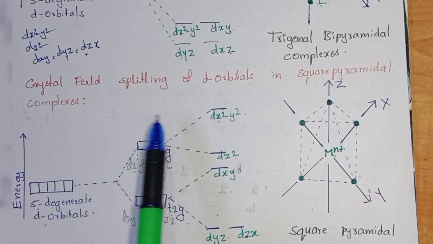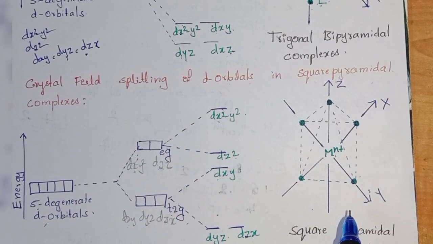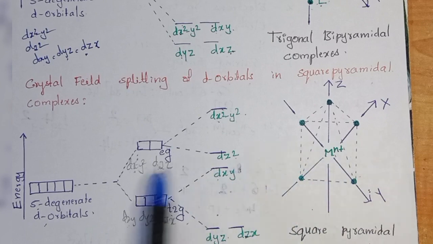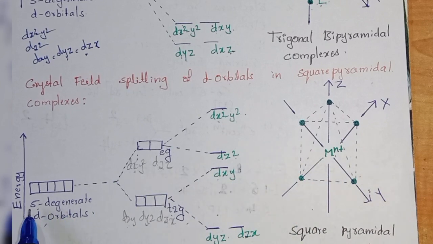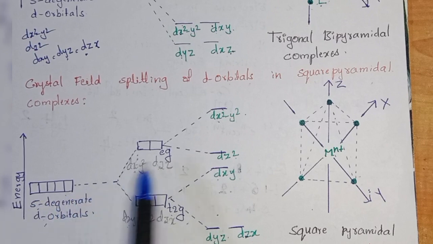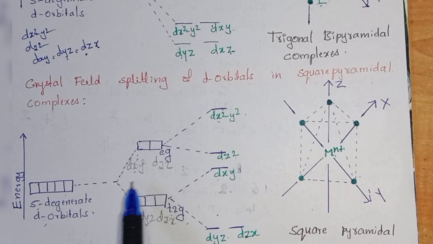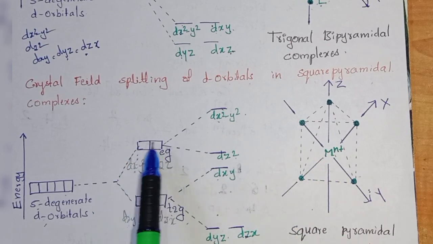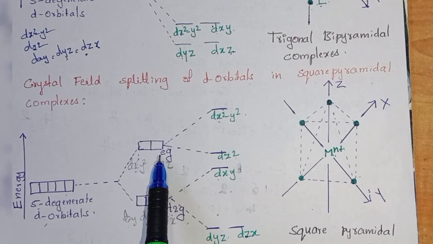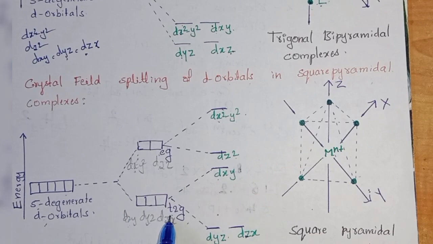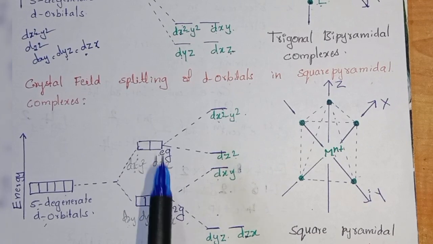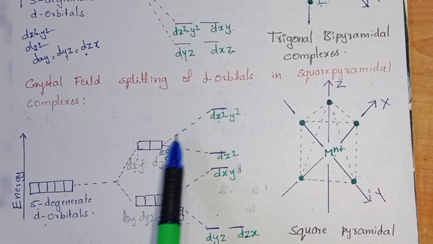If you see the crystal field splitting of d orbitals in square pyramidal geometry, when the metal is in free state, all the d orbitals are in degenerate state like this. In the square pyramidal geometry, the origin is again octahedral. Therefore, the primary splitting is according to the octahedral. The higher energy level will be taken by the eg set and the lower energy level will be taken by the t2g set. And from this, the splitting of d orbitals into various geometries will take place.